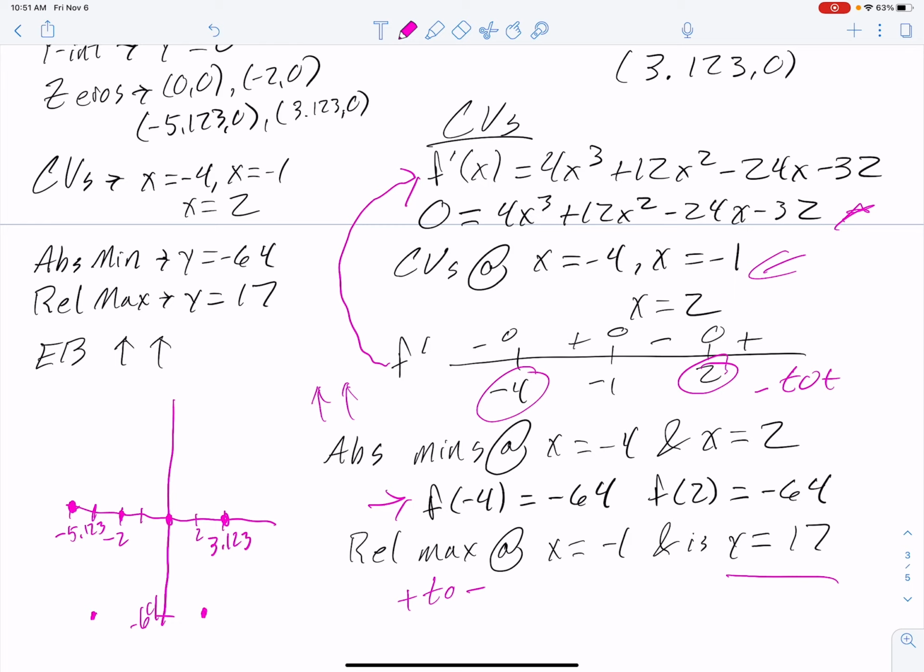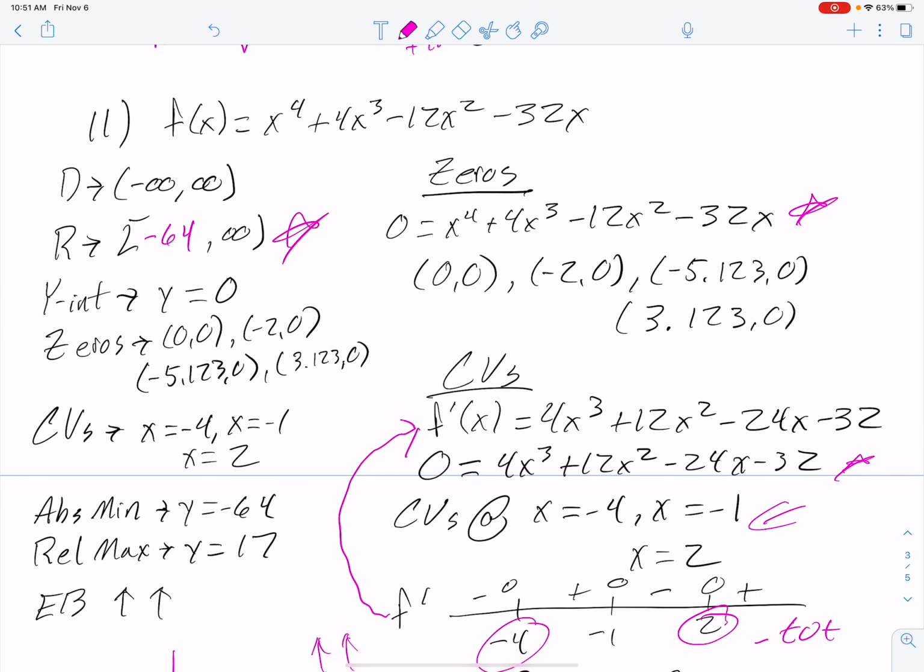I've got a maximum when x equals -1, up at 17. And again, what I've done is just kind of given myself some points to guide my graph. And then again, because I've got an absolute minimum of negative 64, I know that that's going to be the beginning of my range for this function.